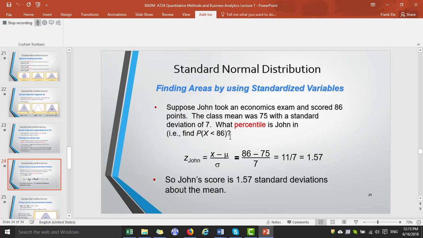So that is the percentile John is standing at, because he scored 86 out of the whole class when the average is 75. To do that, all you have to do is calculate the Z score for John, which is X minus mu divided by sigma: 86 minus 75 divided by 7, or 11 divided by 7. That's 1.57. So that's John's Z score. It's 1.57 standard deviations above the mean.